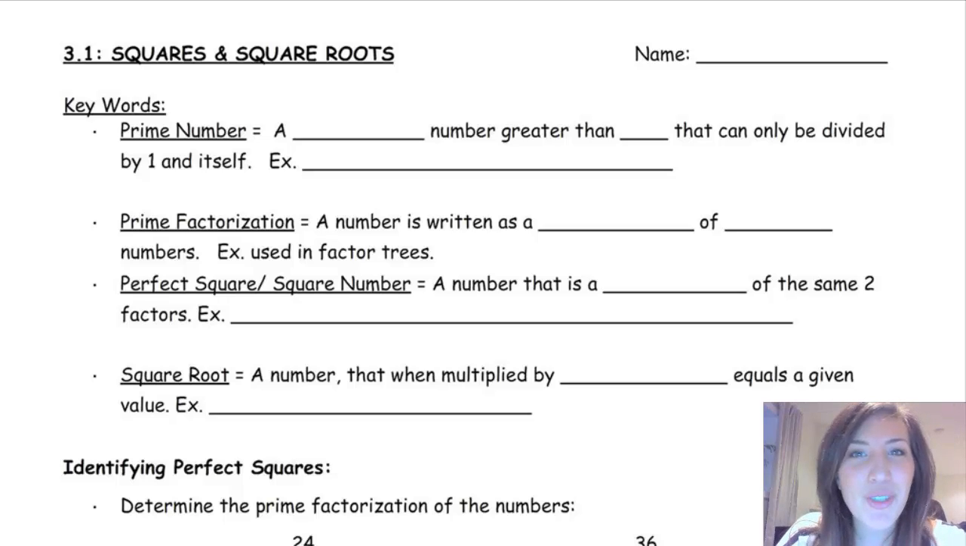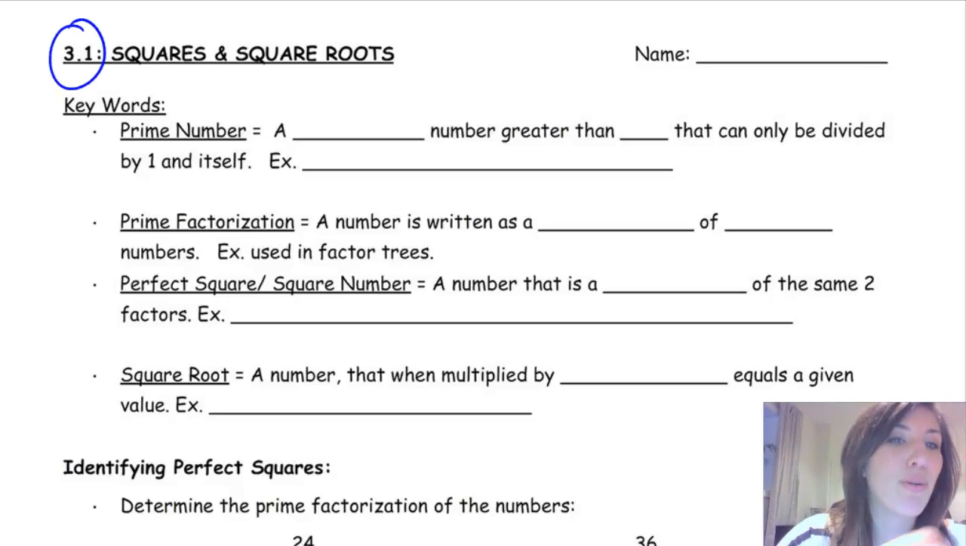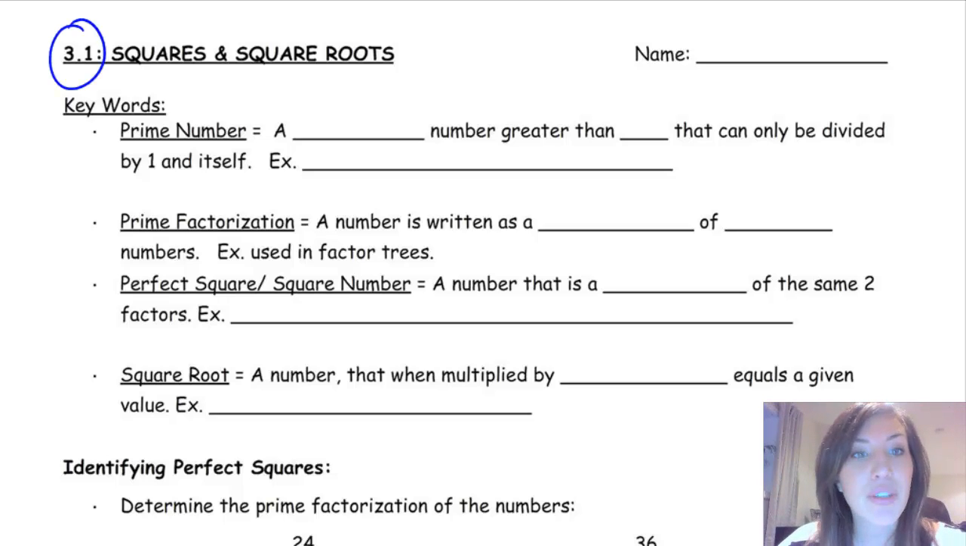Hi there, and welcome to the first lecture of our Chapter 3 unit all about Pythagorean relationships. So to start us off, we are going to look at 3.1 and talk about squares and square roots.